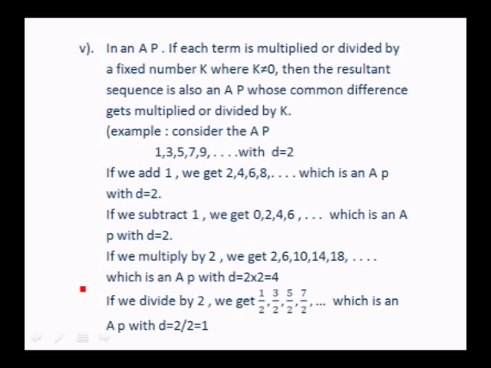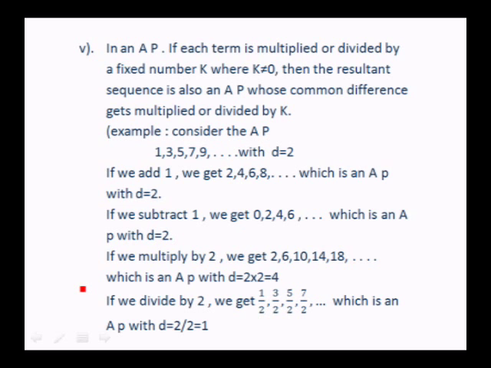If you take 1, 3, 5, 7, 9, which is an AP with common difference 2, and add 1, we get 2, 4, 6, 8, etc., which is an AP with the same common difference 2. If we subtract 1 from each term, we get 0, 2, 4, 6, etc., which is an AP with common difference 2. If we multiply by 2, we get the AP 2, 6, 10, 14, 18, etc. Of course, here the common difference will be changed. You have to multiply the common difference also by 2. So D is 2 into 2, which is 4.